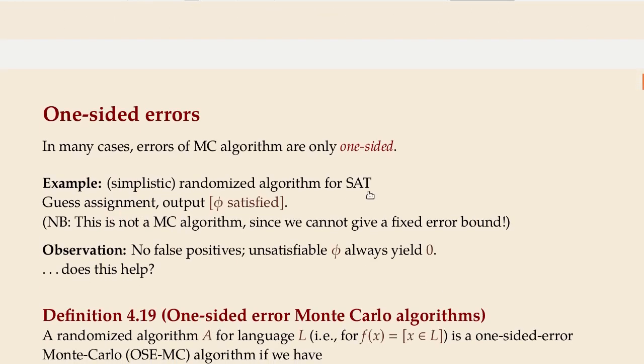But if you consider a very simple algorithm for the SAT problem that just guesses an assignment and outputs if that assignment satisfies the formula, then you will sometimes not recognize a satisfiable formula because you just picked a bad assignment, but you will never return false positives. You will never mistakenly accept an unsatisfiable formula because there's no assignment you could guess that makes this formula satisfied. So this algorithm, as I just sketched it, doesn't give you a sensible error bound because, as we just discussed, for some formulas there are only very few satisfying assignments, so the probability to guess one of these good ones is just unboundedly small. But for other problems or more clever algorithms, you can also devise an algorithm that never errs in one direction but only in the other.